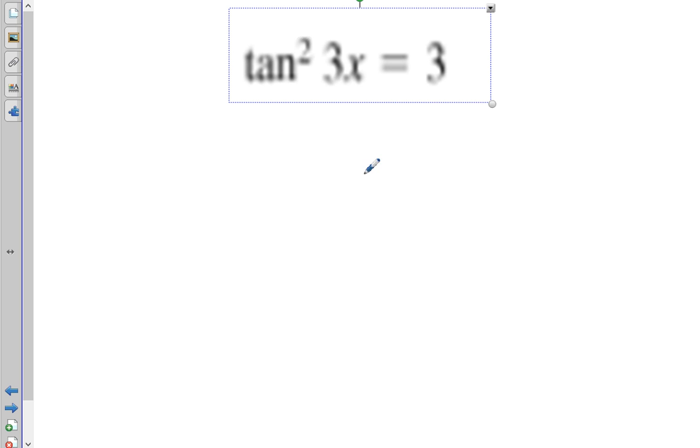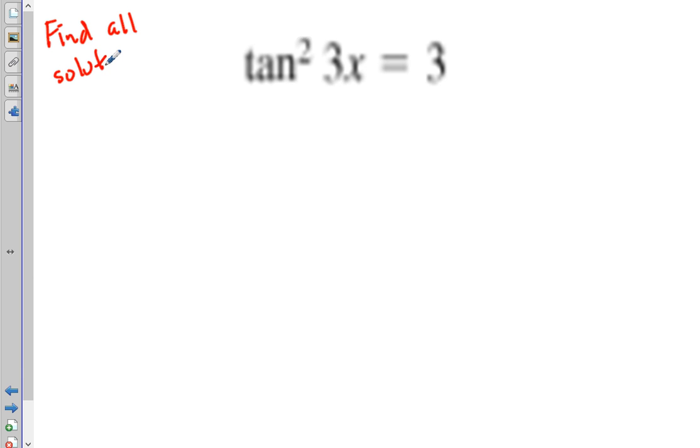Okie dokie. Let's try our next problem. Once again, we're finding all solutions. Find all solutions on the interval 0 to 2 pi again. Sorry, it's on an angle.